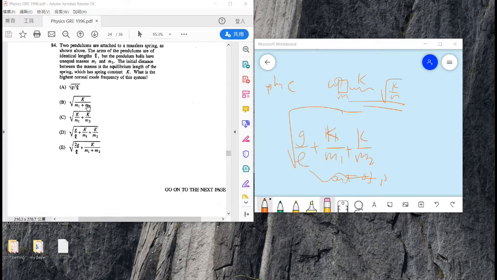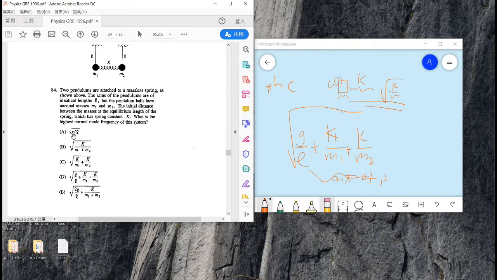And basically B and C are impossible, right? Because you know that the answer must correspond to some g. So the remaining is D or E, and A can be immediately cancelled because A is the lowest normal mode. So you can guess the answer must be D or E.